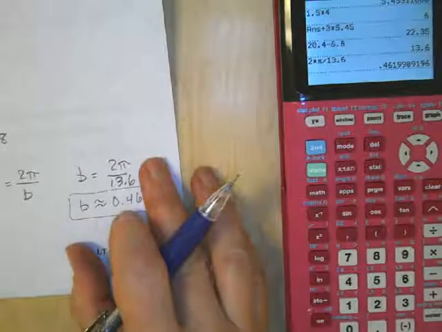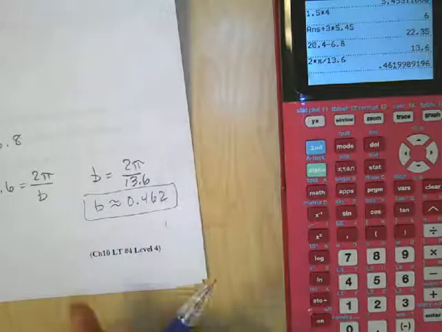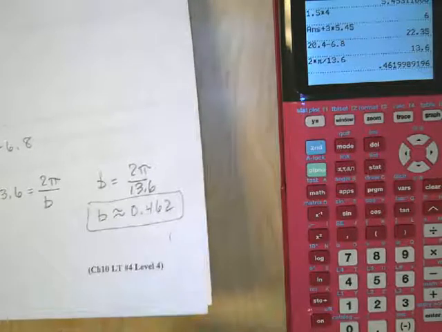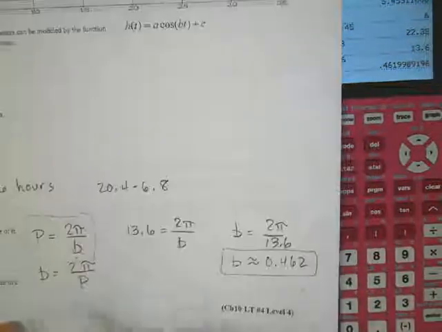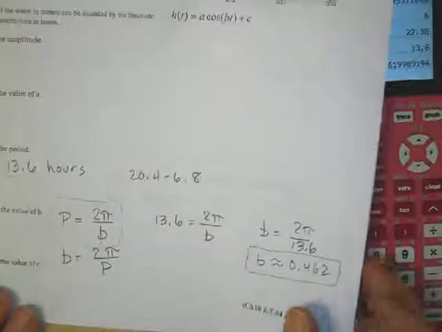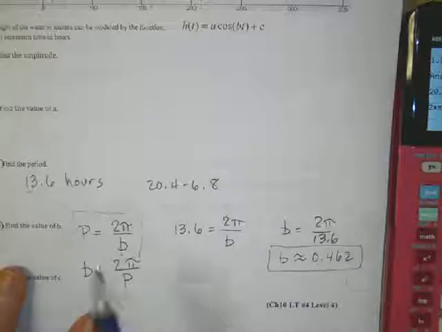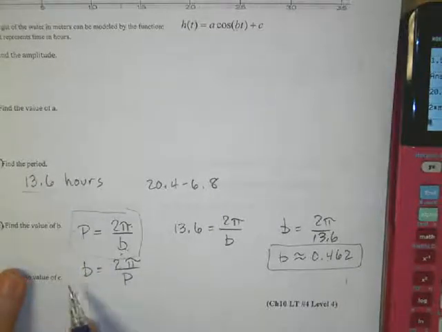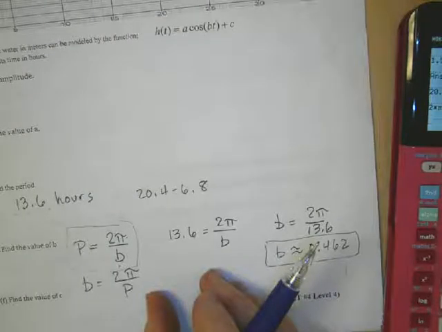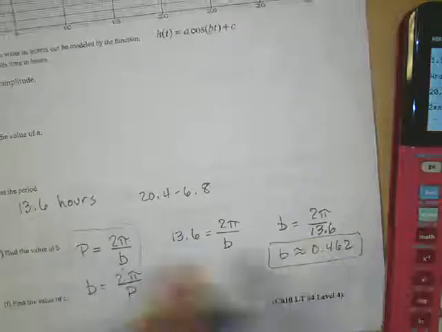Okay, so that was all that I was asked for. People seem to know how to find the principal axis. It's halfway in between the top and the bottom, the maximum and the minimum. Okay, so there's that. The period was 13.6, and then the value for b is 2 pi divided by the period, which gave us 0.462. Okay, and that's that for number 6.